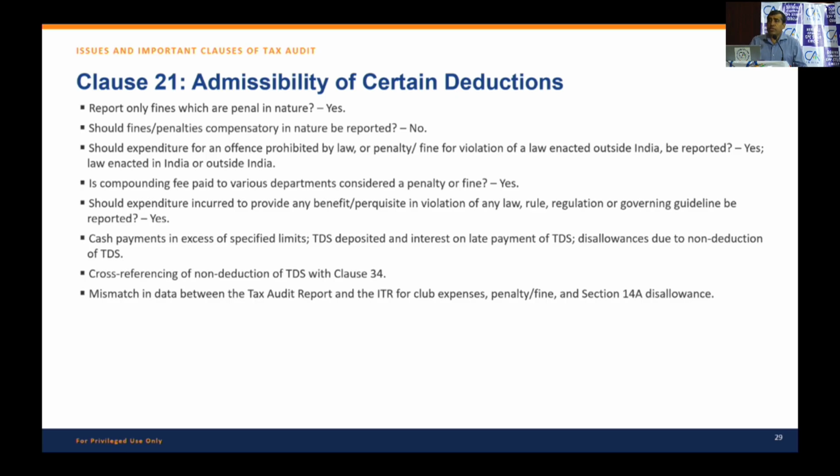And this clause also deals with disallowance on account of non-deduction of TDS. So any reportings are done under those clauses. Please make sure that necessary cross-referencing as far as clause 34 is done, because those amounts will get reconciled or mapped with clause 34 as well in that table. Therefore, one has to be careful in mapping these two clauses.